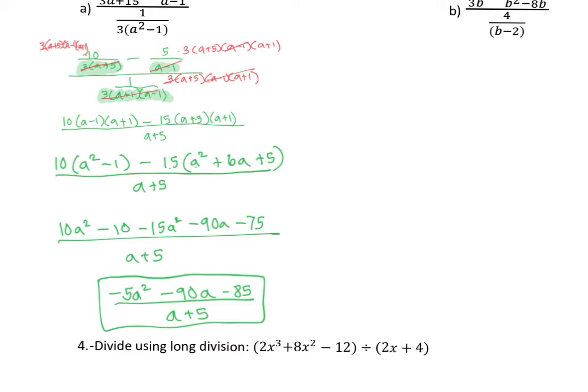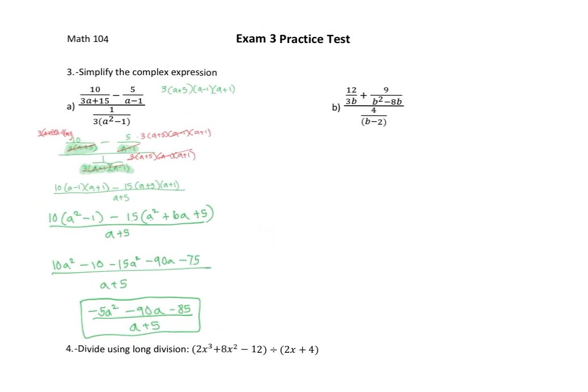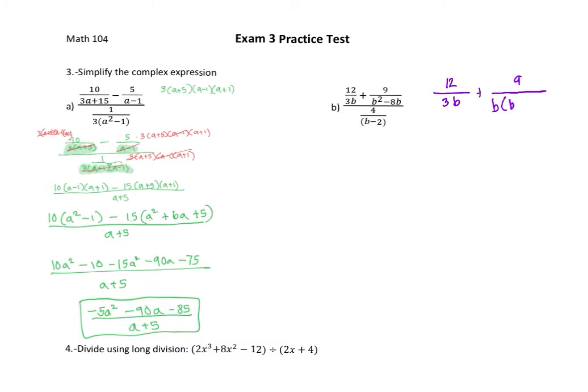Okay, the next one, B, is kind of similar. Let's take a look. Same thing, we need to factor those denominators. So I end up with here 12 over 3b plus 9 over, let's factor out the b, b minus 8, all over 4 times b minus 2.